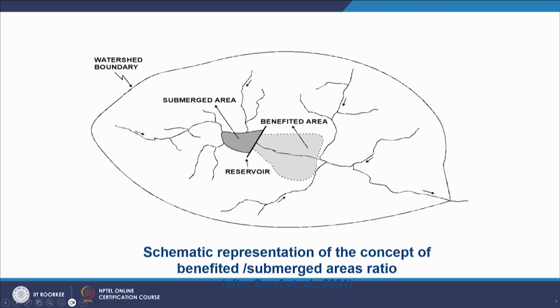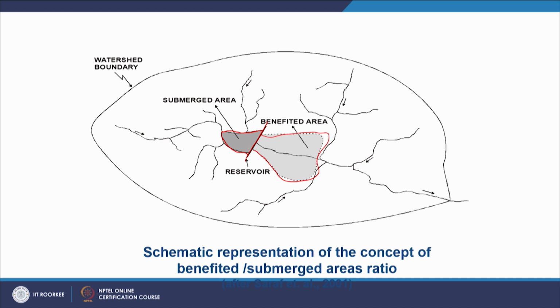So, in this schematic, if we consider it is a watershed, and then there is a dam or a reservoir, then this darker grey area is the inundated area, whereas through the growth of vegetation in the downstream of a reservoir, we can delineate the benefit area. And this technique can be used successfully in the case of hard rock terrain.